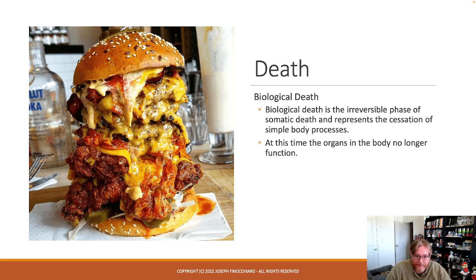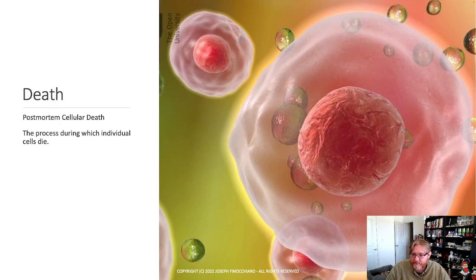Biological death is the irreversible phase of somatic death and represents the cessation of simple body processes. At this time, the organs in the body no longer function. Finally, you have postmortem cellular death, and this is the process during which the individual cells die.